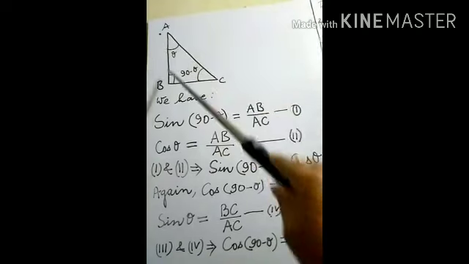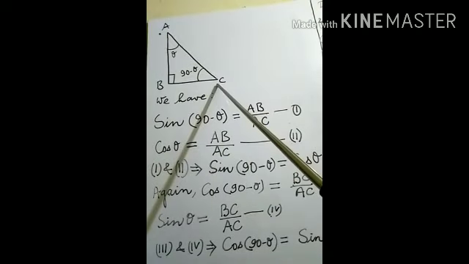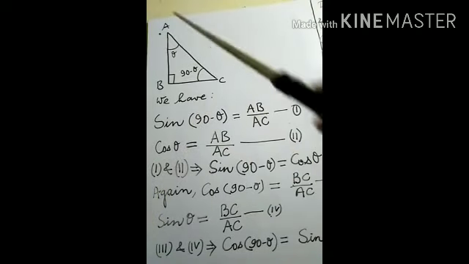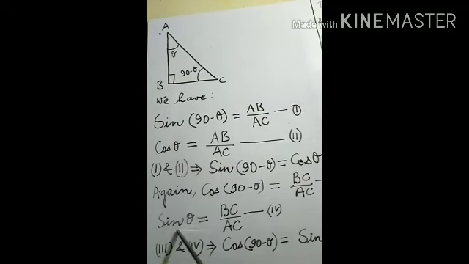For this theta, this one is perpendicular and perpendicular is BC upon AC. So sine theta equals BC upon AC. This one is equation number 4. Now compare equation number 3 and equation number 4. Cos 90 minus theta equals BC upon AC. Sin theta is also equal to BC upon AC.